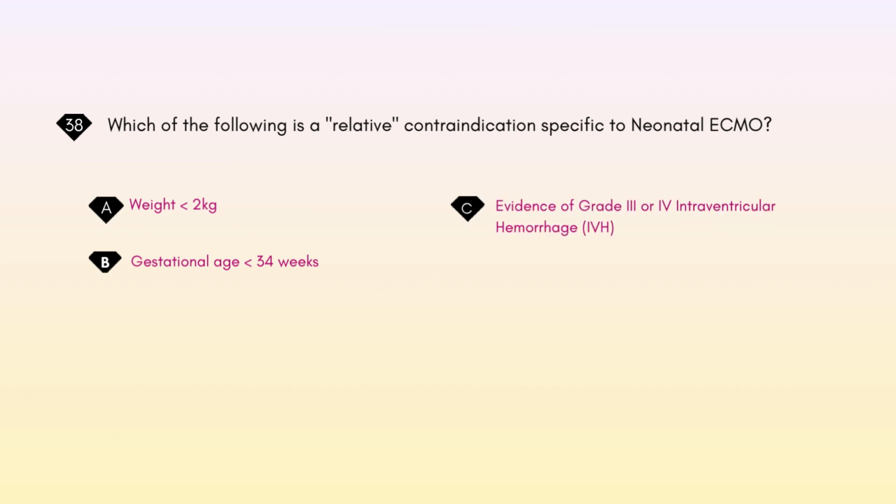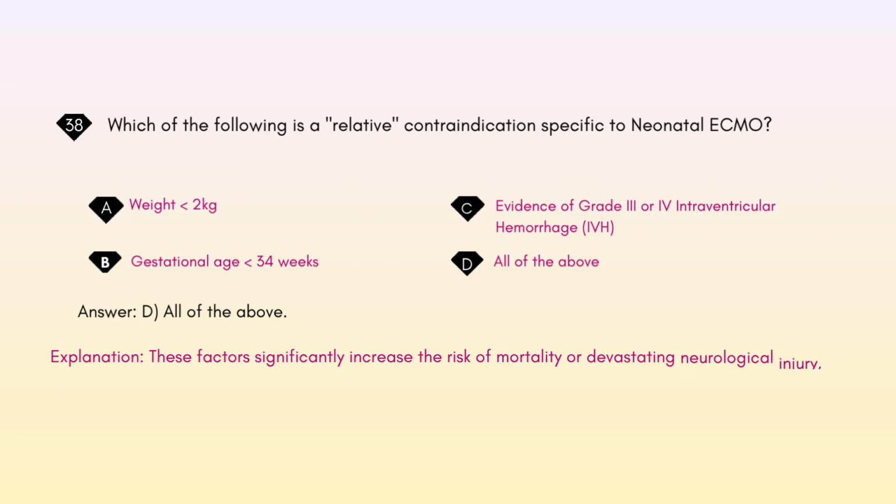Which of the following is a relative contraindication specific to neonatal ECMO? A. Weight less than 2 kilograms. B. Gestational age less than 34 weeks. C. Evidence of grade 3 or 4 intraventricular hemorrhage, IVH. D. All of the above. Answer: D. All of the above. Explanation: these factors significantly increase the risk of mortality or devastating neurological injury, making the risk-to-benefit ratio unfavorable.